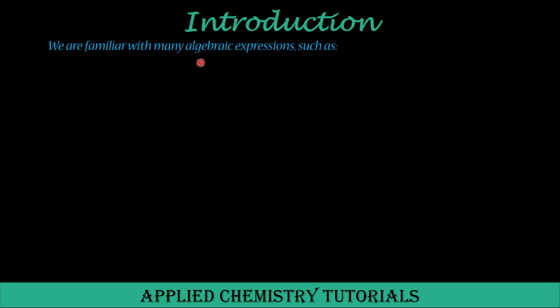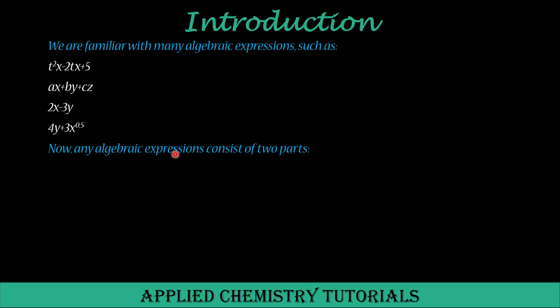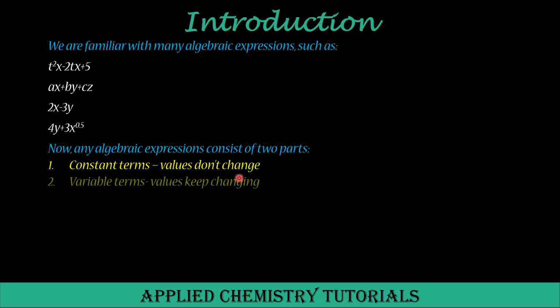We are familiar with many algebraic expressions such as t square x minus 2tx plus 5, ax plus by plus cz, 2x minus 3y, 4y plus 3x to the power 0.5, etc. Now, any algebraic expression consists of two parts. The first one is the constant terms, and for them the values don't change. The second part is the variable terms, and for them the values keep changing for a particular problem.